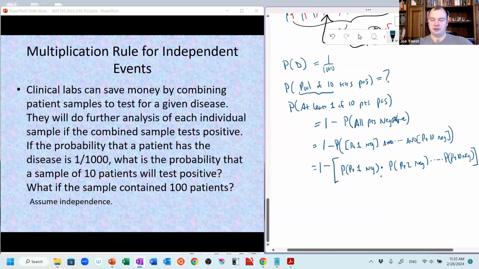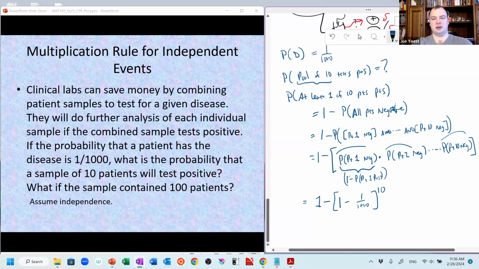So this is just the product of the probabilities. And what's the probability that a given patient is negative? Well, that's 1 minus the probability they're positive, right? This probability is 1 minus the probability that patient 1 is positive. That's 1 minus 1 in 1,000. But that's the same probability for each of these folks. They all come from the same population. So that's just that to the 10th power subtracted from 1.